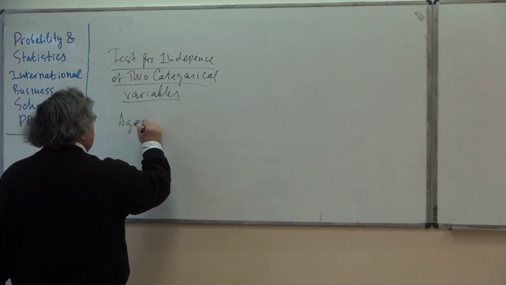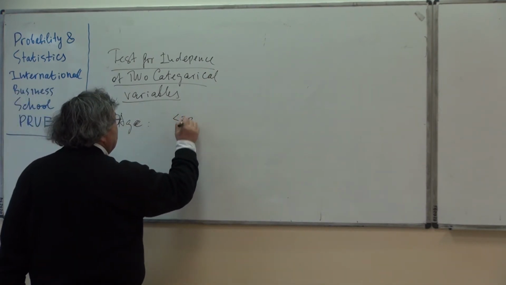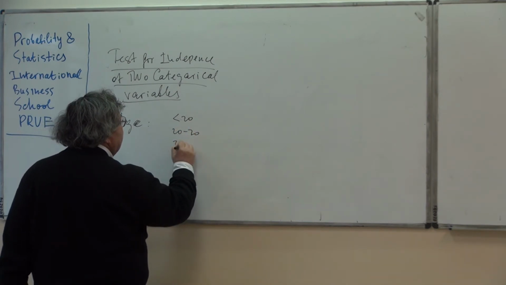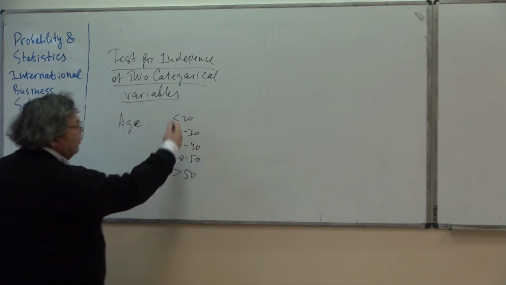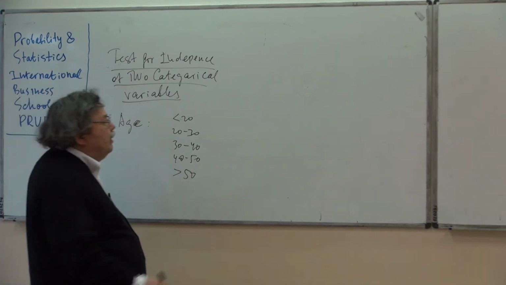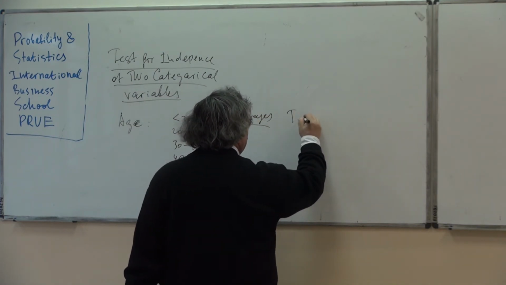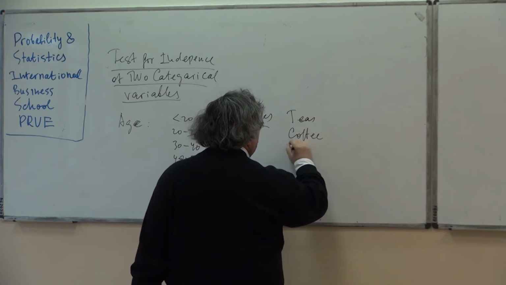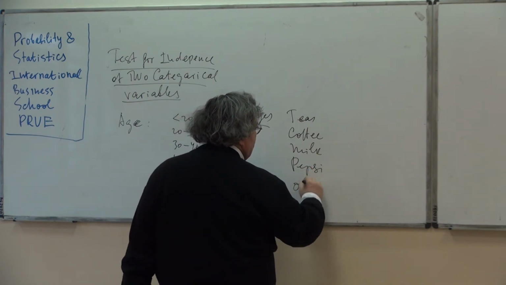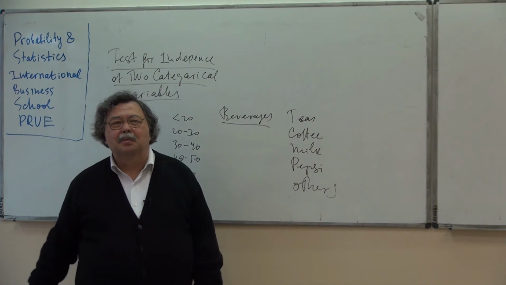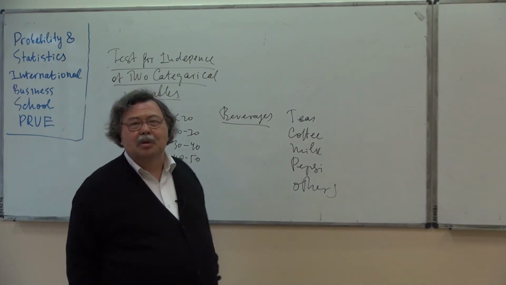Age. Well, it's up to us how many categories we specify here, but for example, less than 20, 20 to 30, 30 to 40, 40 to 50, and greater than 50. For example, these 5 categories. And beverages, well, tea, coffee, milk, Pepsi, and others. Well, I don't know what to mention here. What beverages, well, tea probably is the most common beverage, but I'm not sure about the rest of these.